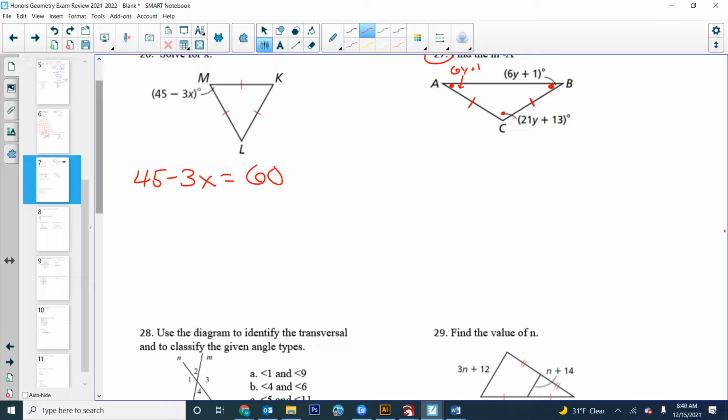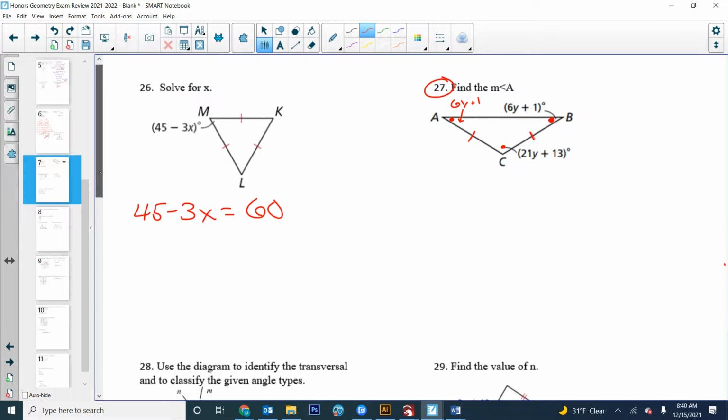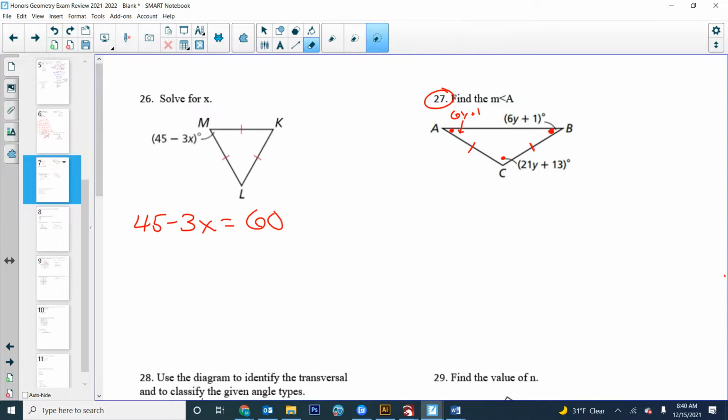Questions on 26. All right, 27. There was some weird stuff going on. Some of you tried to set these two equal. We don't know that those two are equal. All right. Then some people tried to set 6y plus 1 equal to 6y plus 1.